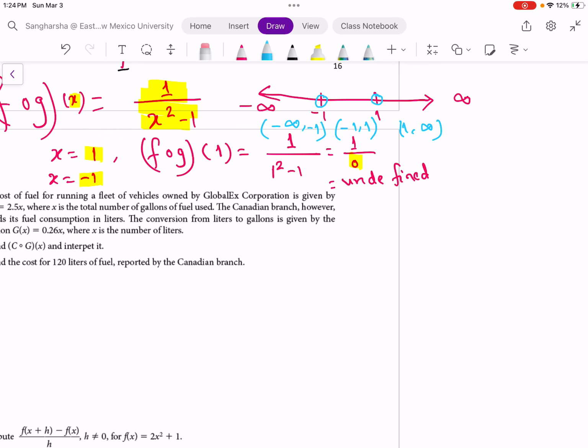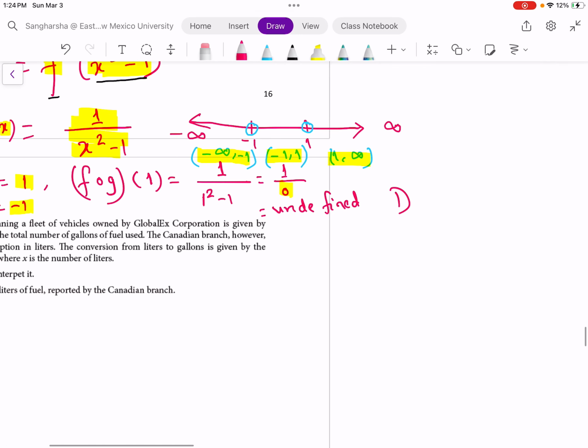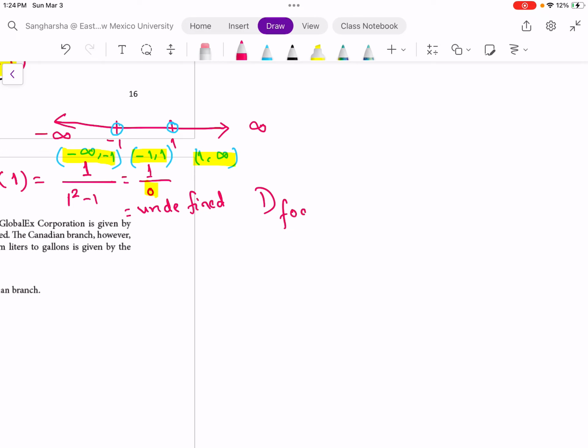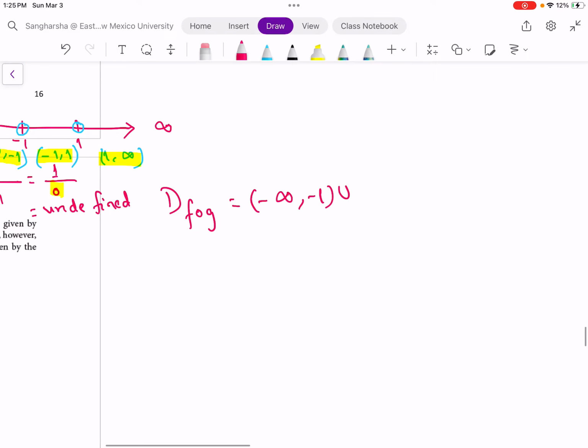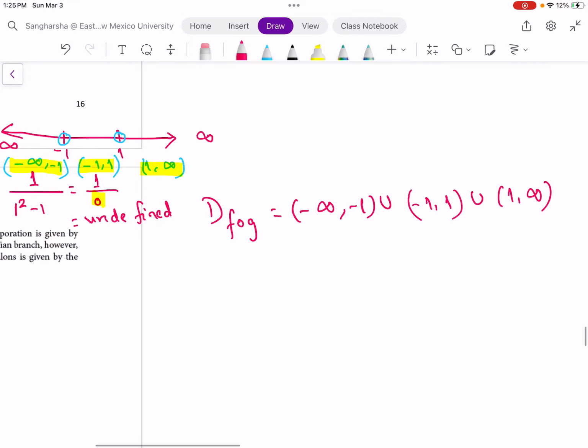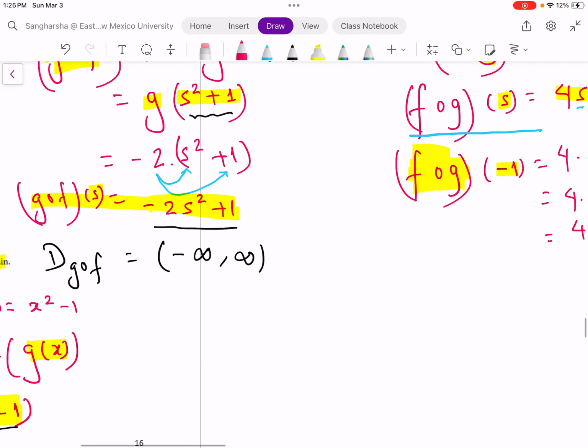Now we have these three sets. We can have a number from our first set or second set or third set as a domain. So the domain for our f composite g function is negative infinity to negative 1 union negative 1 to positive 1 union 1 to positive infinity. So here every real number other than negative 1 and positive 1 is in the domain for this f composite g function. Now let's go to part b.